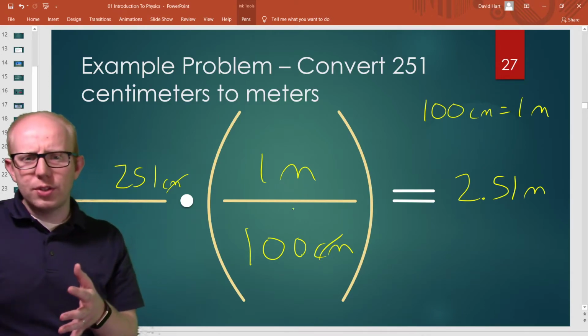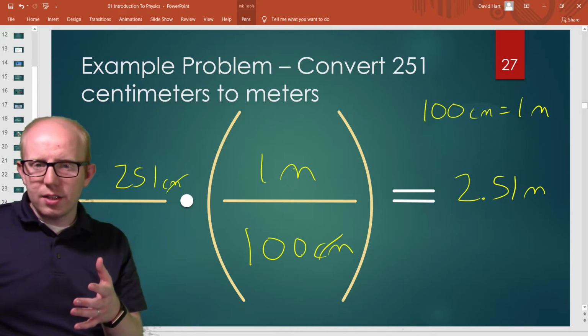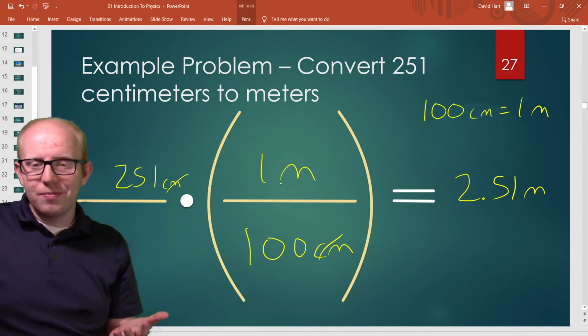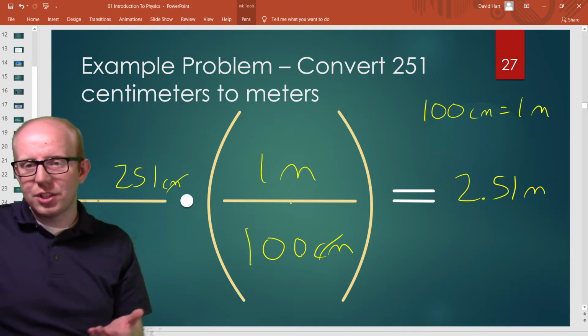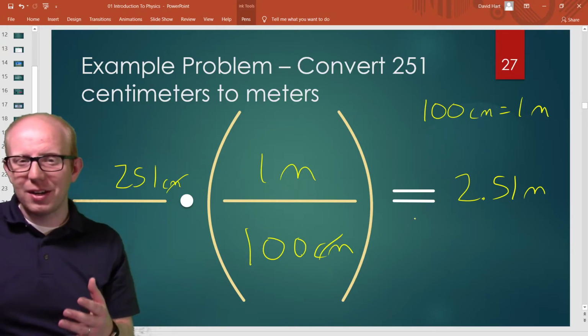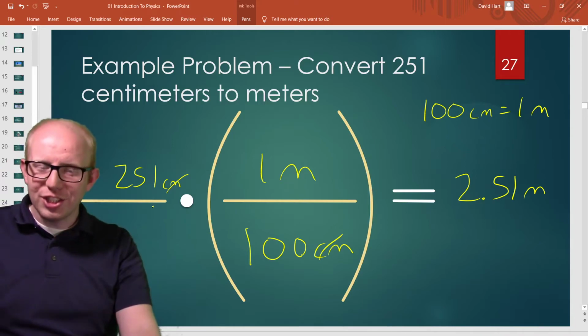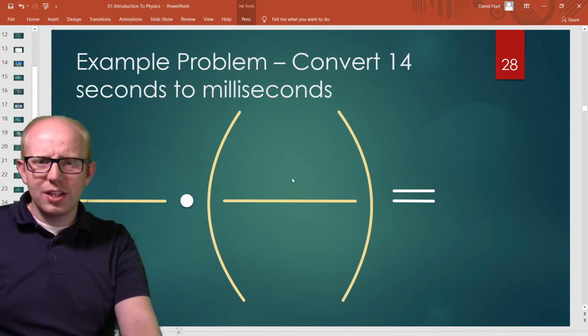And the reason we can do this too, if you think about it, is if these two numbers are truly equal, then dividing them just gives you 1. So multiplying a number by 1 doesn't change the number, it's just changing how it's expressed. Okay, something to think about. It's kind of interesting. We're not really changing its value, we're just changing how it's expressed. Let's look at another example.